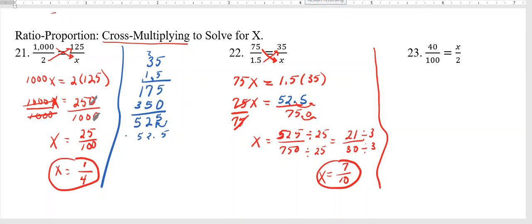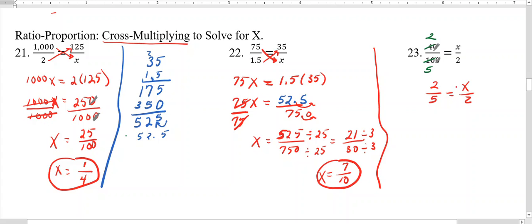Let's look at 23, because we can do it a little bit differently. Because I can cancel my zeros first. I've got a 0 on top, a 0 on bottom that will both cancel. And so, then I can also cancel my 4 and my 10. Because 2 goes into 4 2 times, 2 goes into 10 5 times. So now I've got 2 over 5 equals x over 2.